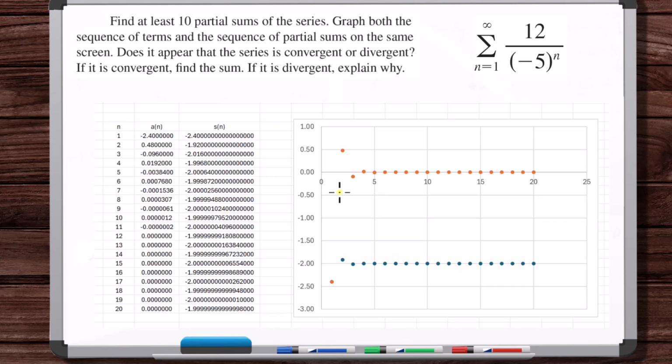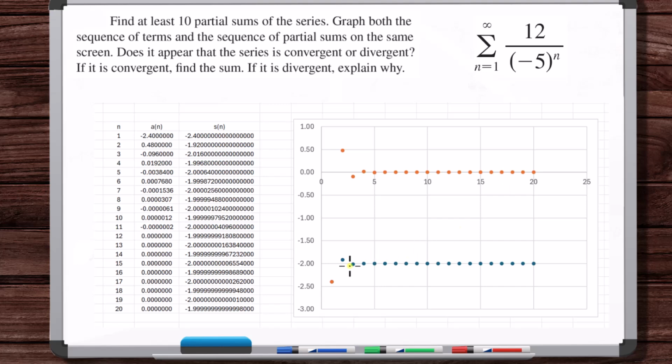Okay, and so in orange, you've got the sequence terms. The n's are on the horizontal axis, and the a sub n or the s sub n is the vertical axis. You can see in orange, you start off at minus 2.4, and then as you get into the sequence, it looks like the sequence converges to 0, because we're just at n equal to 20 here. So imagine going to infinity. It looks like the sequence converges to 0.